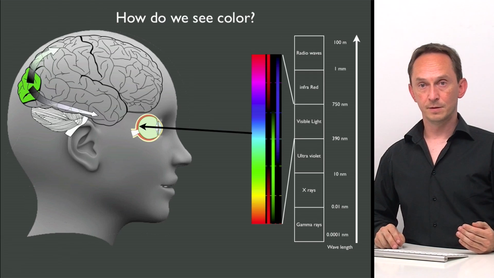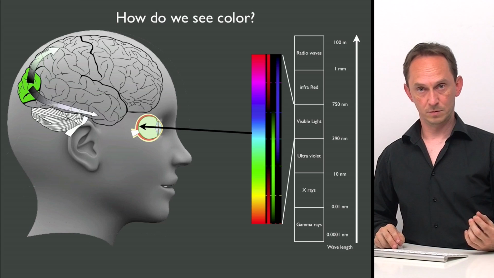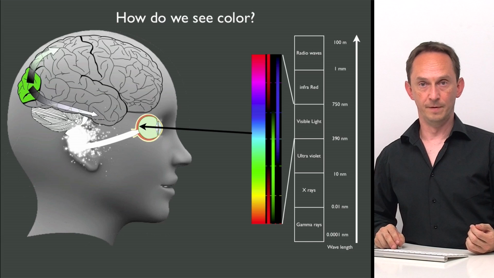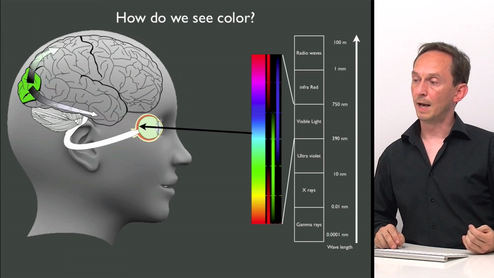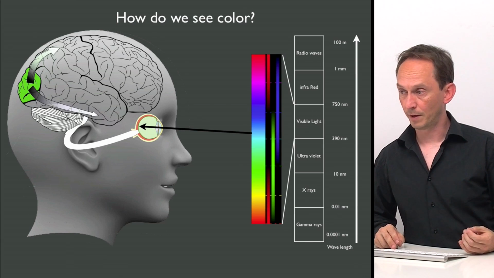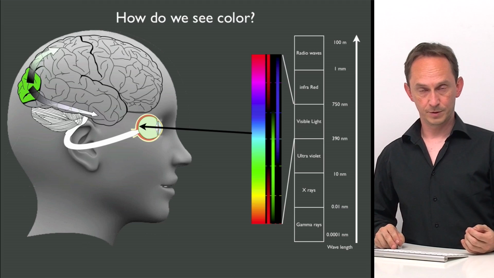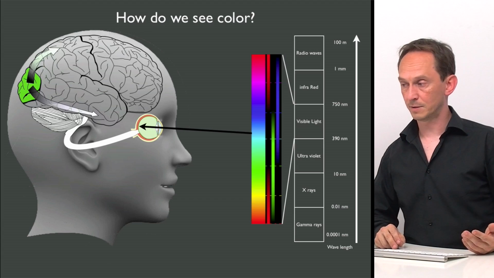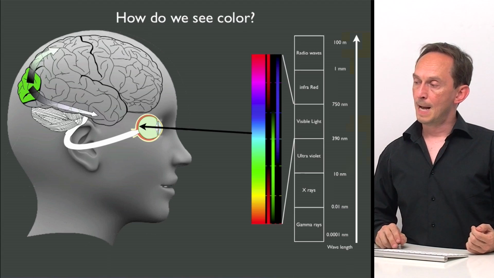And that information from all of those rods and cones is fed to your brain through a bunch of nerves. And then your brain, actually the part in the back of your brain, interprets that information and makes you see color. So that's basically how it works.